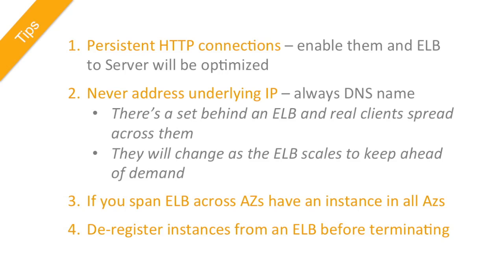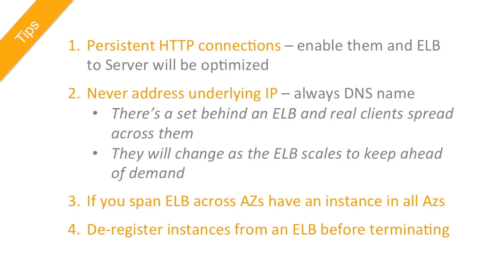Some tips on using ELB. If you enable persistent HTTP connections on your backend server, then the connection between your ELB and the server will be optimized, and you get a performance gain out of that. You get given a DNS name for an ELB. Never go and look for the underlying IP address, because there's actually a set of those behind an ELB. Real clients spread across all parts of the globe that might be accessing your service will be returned different DNS sets to get at that ELB, and they'll also change over time, because as the ELB scales out and scales down, you'll get different sets of IPs.